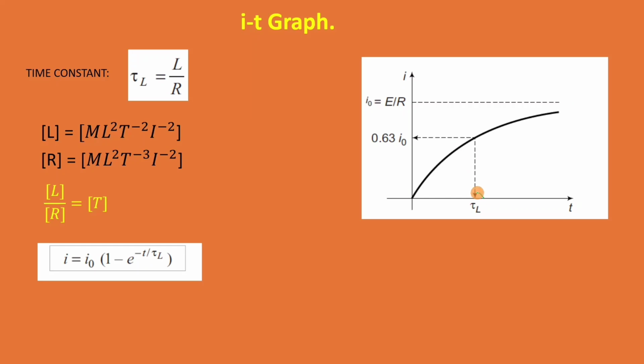Now we have plotted this equation here, and what do we get when t equals tau L? I equals I0 (1 minus 1 by e). Now 1 minus 1 by e is 0.63. So we can say that when time reaches tau L, the current in the circuit is 63% of its final value. This is the time constant. This is very important in this graph, the growth of current.